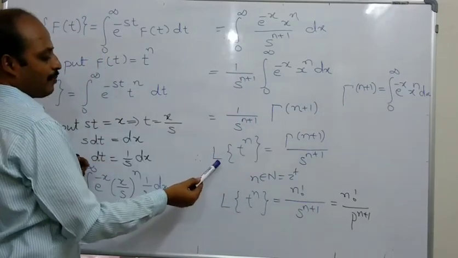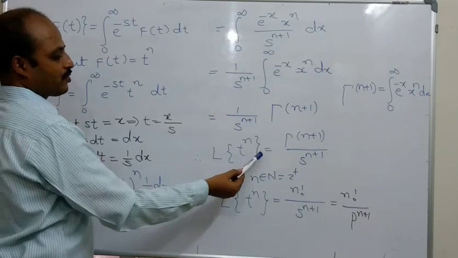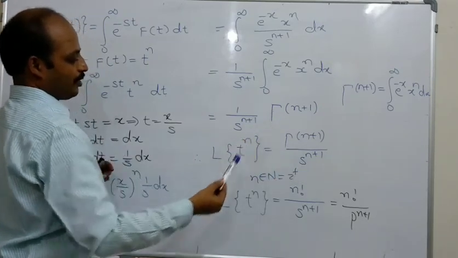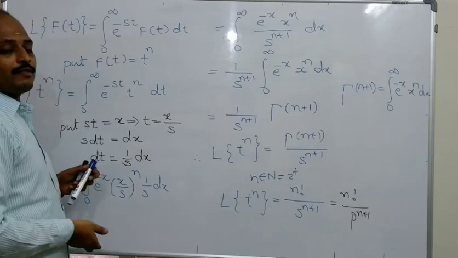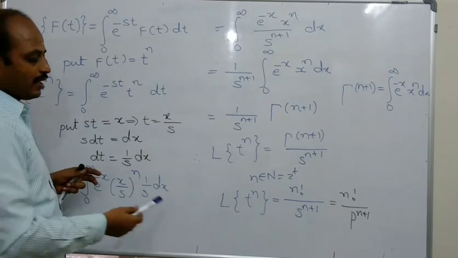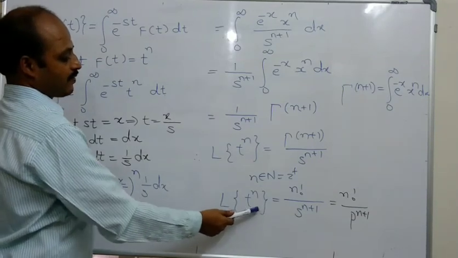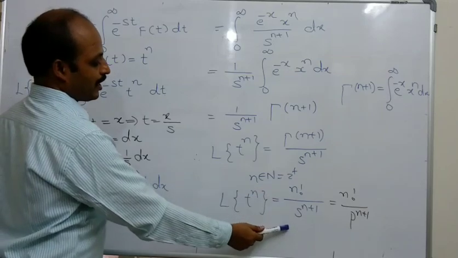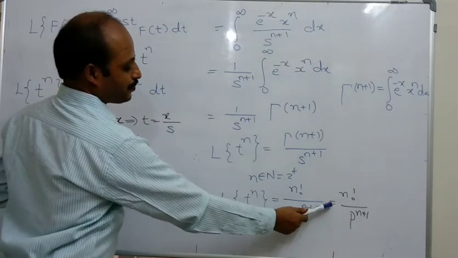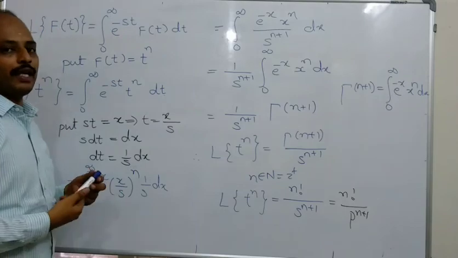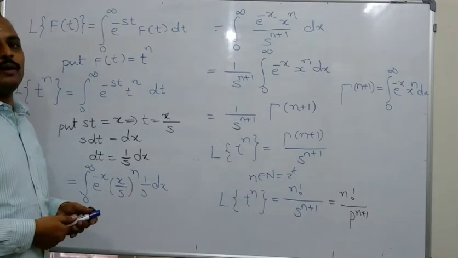Therefore, the Laplace transform of t power n is equal to gamma of n plus 1 by s power n plus 1. If n is a positive integer, meaning n belongs to Z plus, then the Laplace transform of t power n is equal to n factorial by s power n plus 1, which is equal to n factorial by p power n plus 1, where both s and p are parameters.